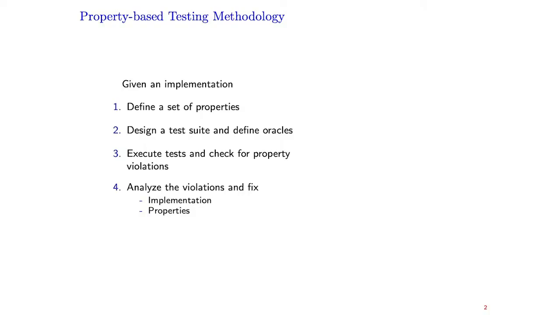So this is what we traditionally do. We have what I'm calling here property-based testing. So we have a design and implementation. We define a set of properties, interesting ones that we want to validate. Then we have a test suite, randomly generated or directed tests. We define what it means for those tests to be correct. And then we execute them and check the property, whether there's an assertion or a violation of the property.